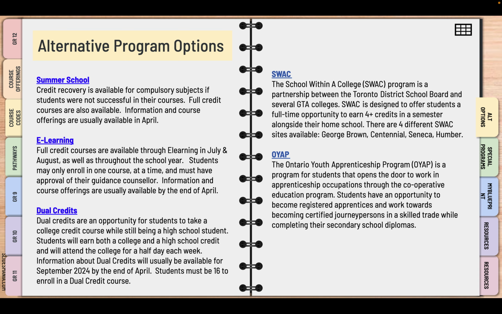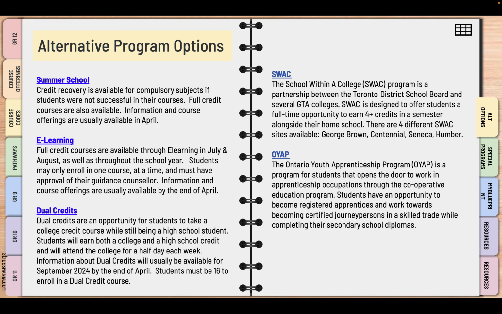E-learning, these are asynchronous courses offered for grade 11 and 12 students. They're offered both in July and August, as well as throughout the year. We also have an amazing dual credit and SWAC program. Dual credit are programs that are offered through our local colleges, and this gives students an opportunity to get a high school credit at the college level. So for any of you that are interested in both dual credit or SWAC, SWAC just means that you're transferring your high school essentially to a local college.